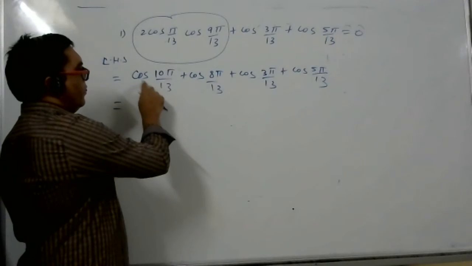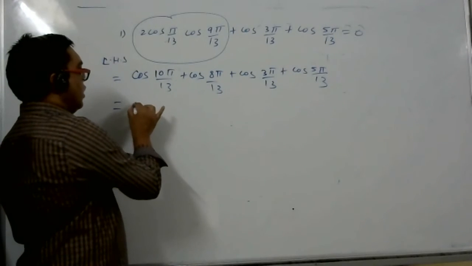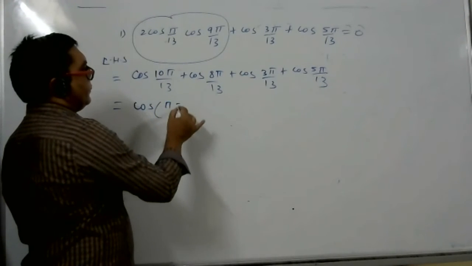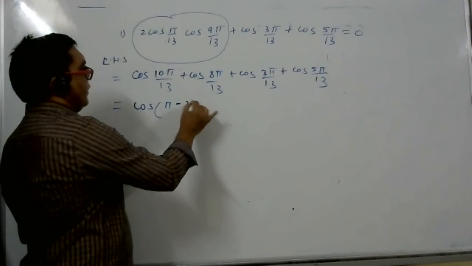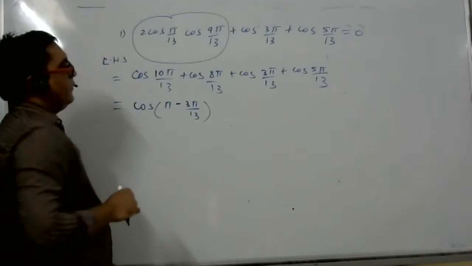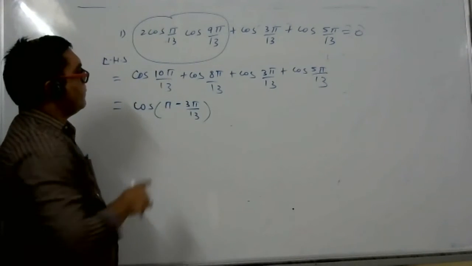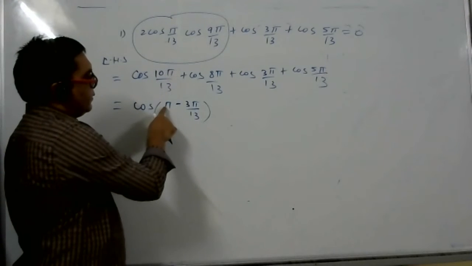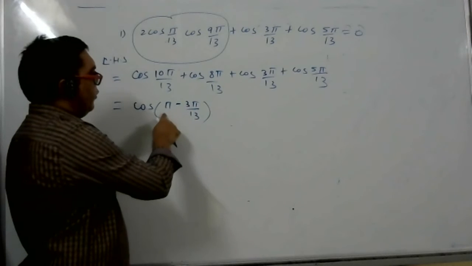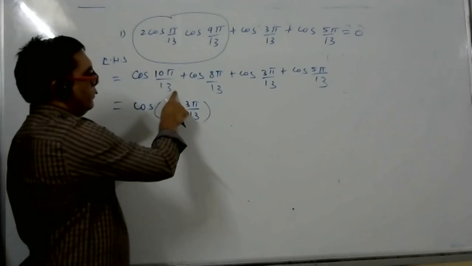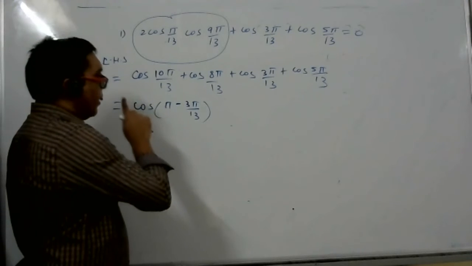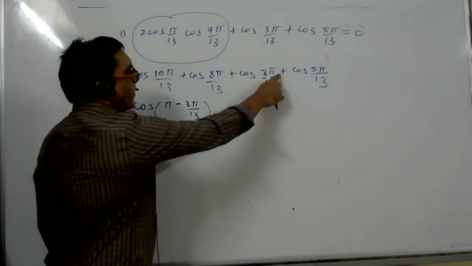You write this somehow. How to write? Can I write this way? Cos pi minus 3 pi by 13. Take the LCM. Will you get same thing or not? Can I write 10 pi by 13 as pi minus 3 pi by 13? Yes, sir. If you take LCM, will you not get 10 pi by 13? Understood, sir. So purposely I will write this way. Why? Because here also 3 pi by 13 is there.